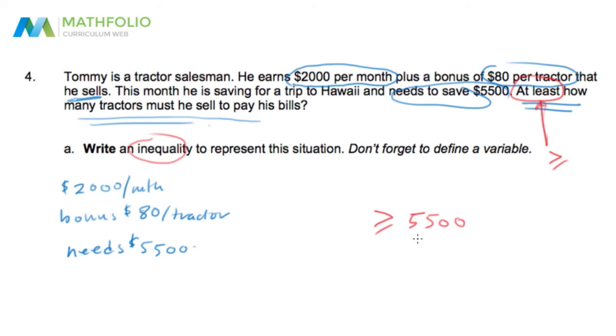Now, I'm also seeing here it says don't forget to define a variable. So when we define a variable, we always start it out with let. And then we look back at the question. It says here at least how many tractors. So you know what? The question is asking for the number of tractors. So I'm going to let T equal the number of tractors he must sell.